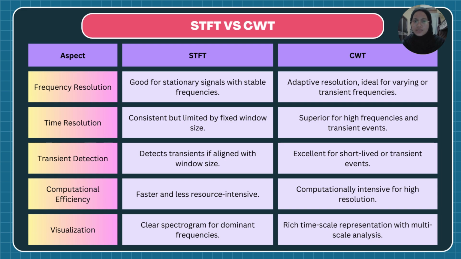Starting with the short time Fourier transform, its main strength lies in its ability to provide clear spectrograms for dominant frequency. It performs well with a stationary signal where frequency components are stable. However, its time resolution is limited by a fixed window size. The short time Fourier transform is computationally efficient and faster, making it a great choice for quick analysis of simple signals.